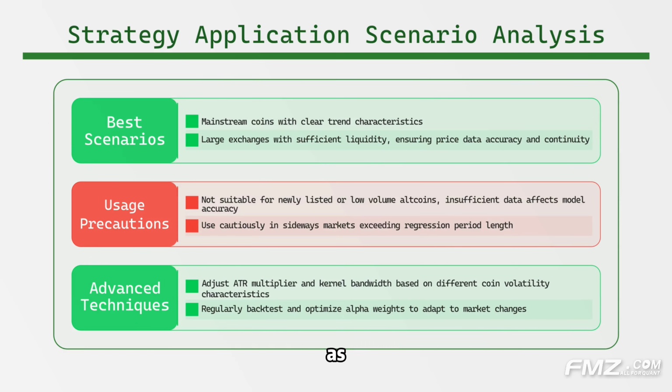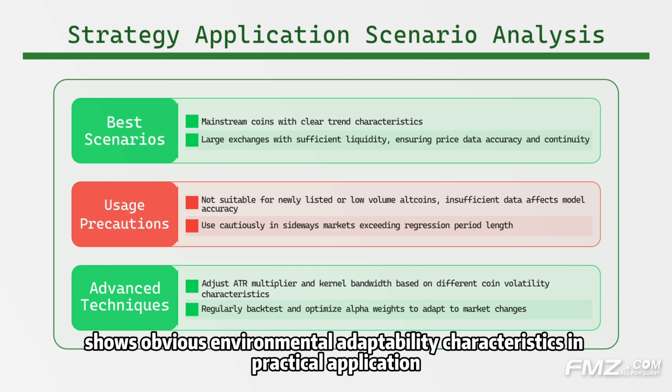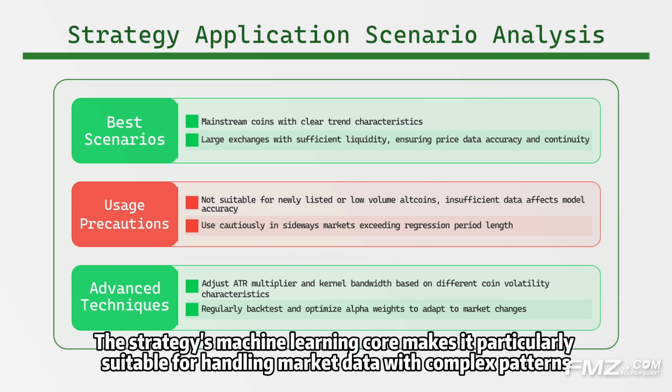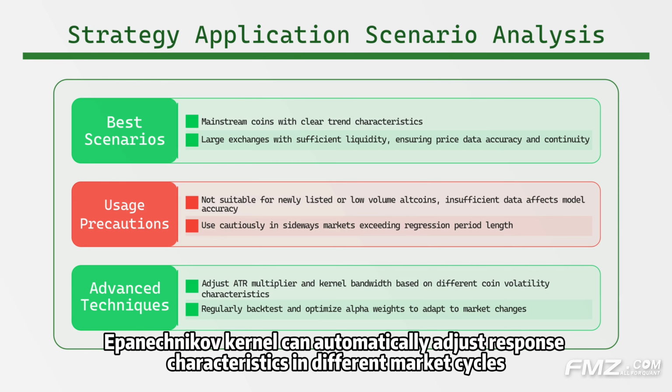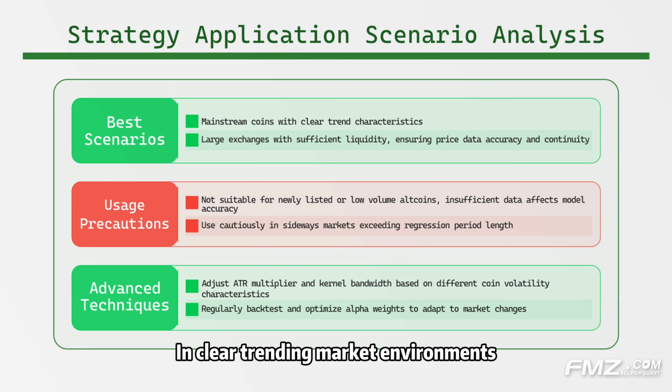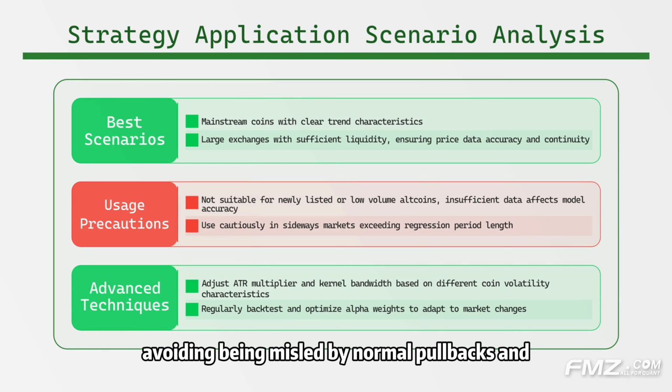The Dr. Janker strategy, as an innovative combination of multi-kernel regression theory with dynamic resistance support systems, shows obvious environmental adaptability characteristics in practical application. The strategy's machine learning core makes it particularly suitable for handling market data with complex patterns. The combination design of Gaussian kernel and Epanechnikov kernel can automatically adjust response characteristics in different market cycles. In clear trending market environments, the dynamic reactor system can effectively track price trajectory changes, avoiding being misled by normal pullbacks and exiting too early.